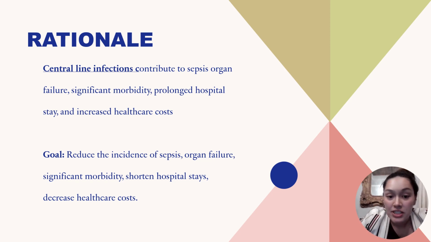So central line infections are CLABSIs, central line associated bloodstream infections. Those are infections that are caused specifically because a bug or bacteria entered in through a central line of one of our patients and causes an infection. The importance of this, or what's significant, is that there are serious consequences to these types of infections. They contribute to sepsis, organ failure. They significantly increase the chances of mortality, significant morbidity, prolonged hospital stays, and healthcare costs.